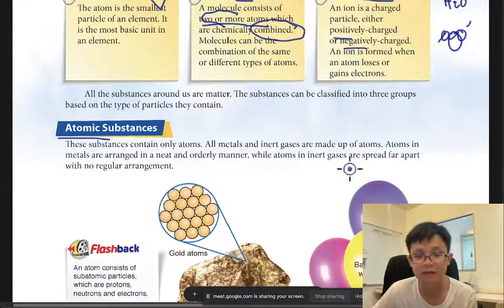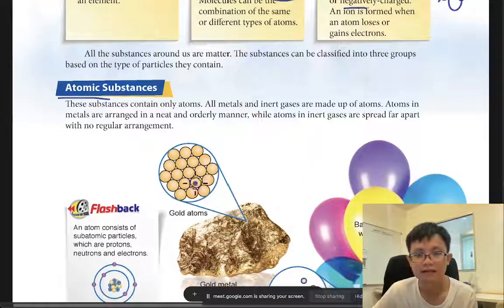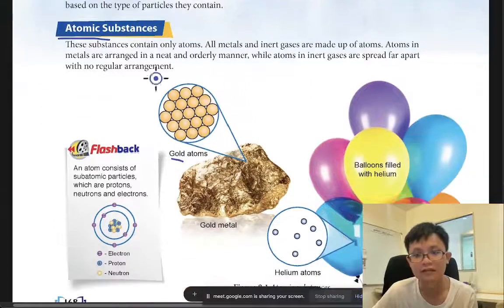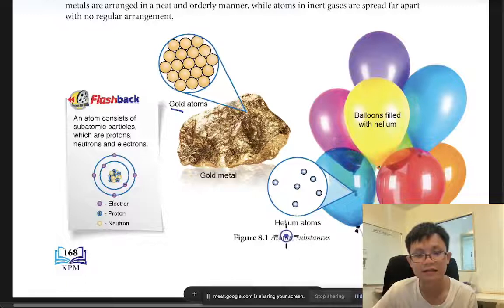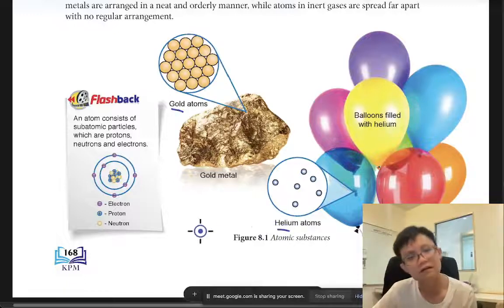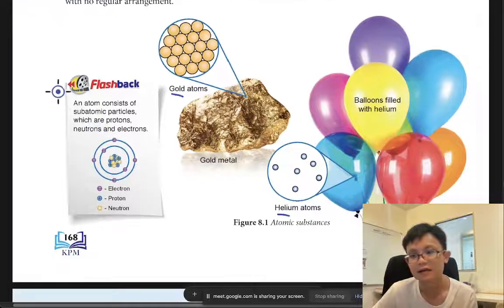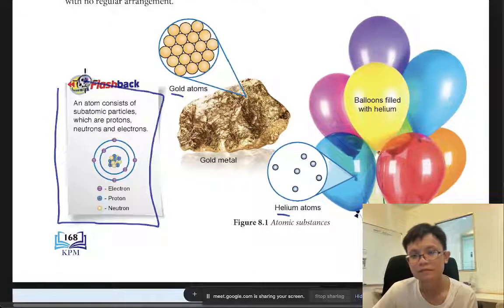Matter is made of atoms. Okay, let's say this is a gold atom. Atom means it is made from the round thing. And this is a helium atom. So we have many atoms, helium atom, and so on. This is inside the atom. Inside the round thing, you have this: there is electron, proton, and neutron.